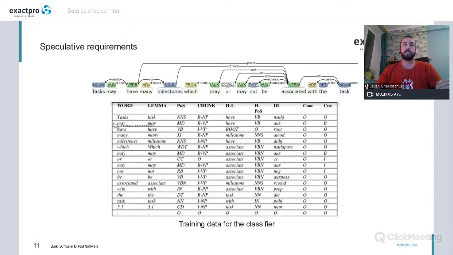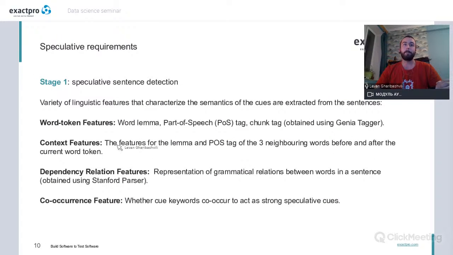For example, "tasks" is a part of a noun phrase. "May have" is a part of a verb phrase. So again, it gives us some additional information. And they used the Genia tagger for extracting these features. They also reuse the lemma and part of speech tag, but for each word, they also add the lemma and part of speech tag of 3 neighboring words before and after. So it provides some contextual information.